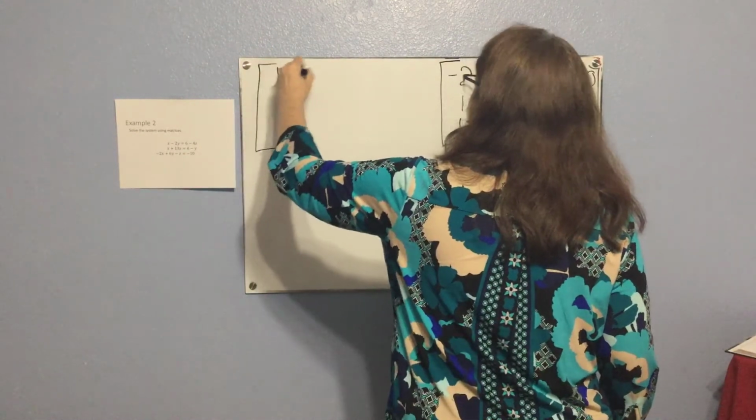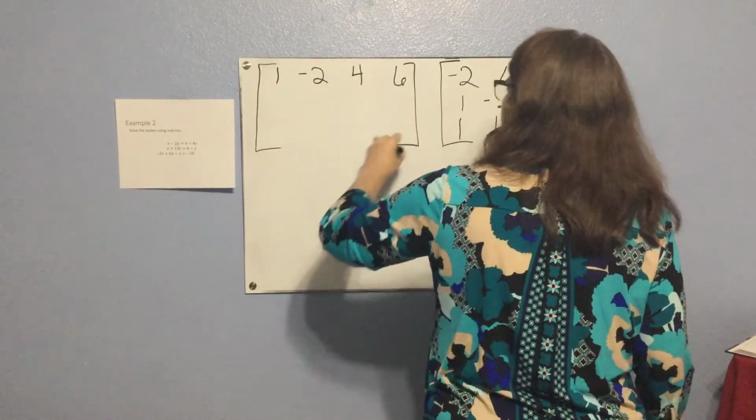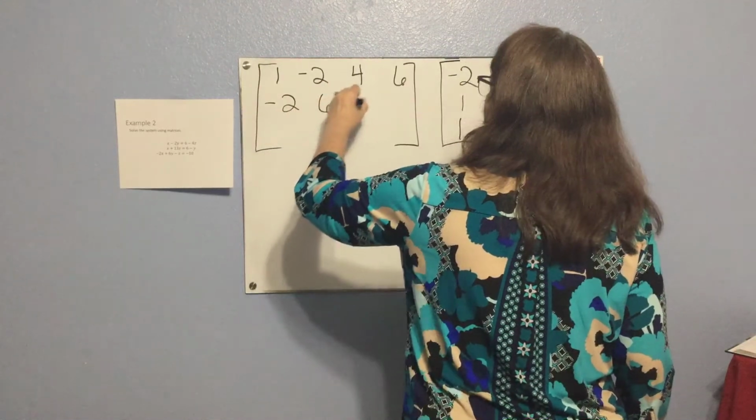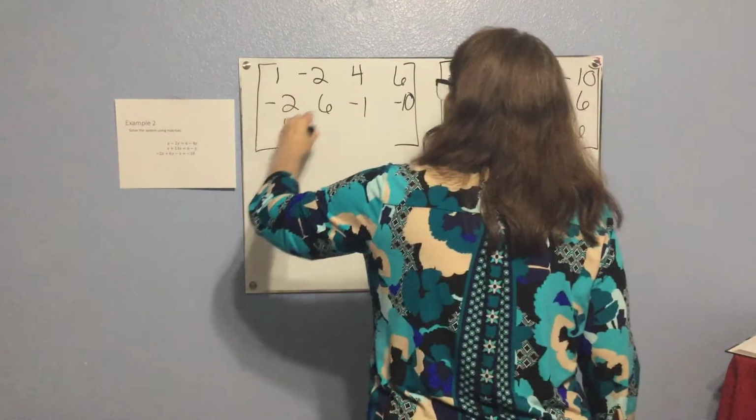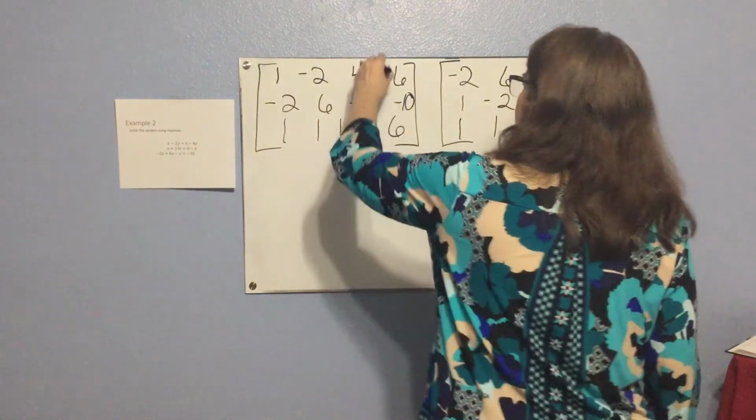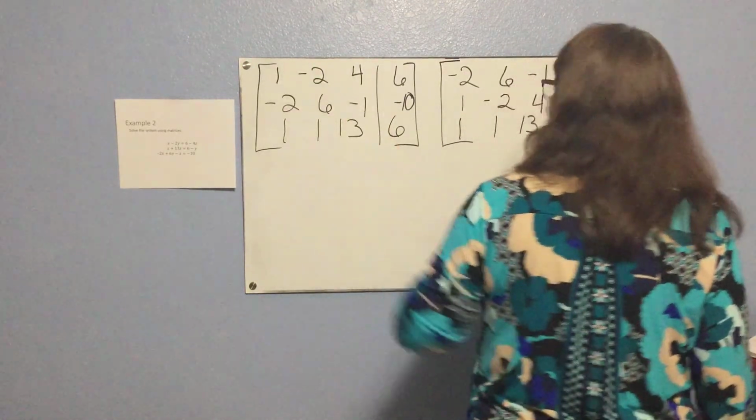So I have 1, -2, 4, and 6, -2, 6, -1, -10, 1, 1, 13, and 6. Okay, now I've got the 1 up there like I want.